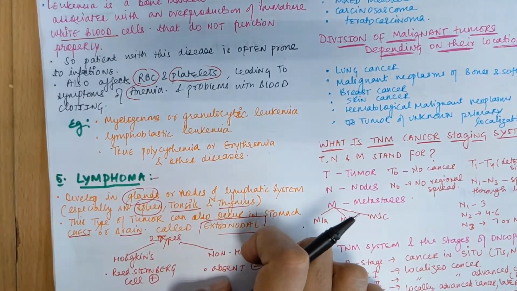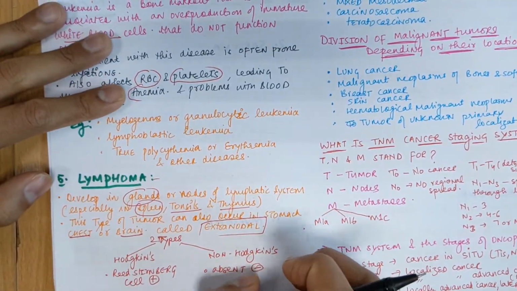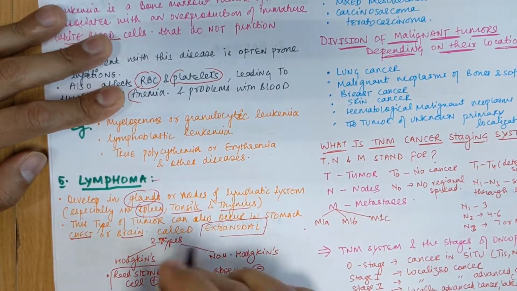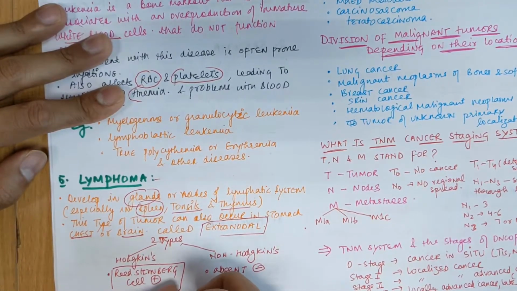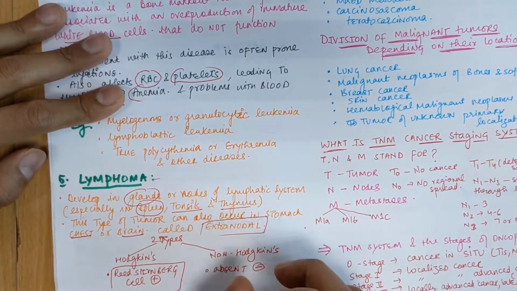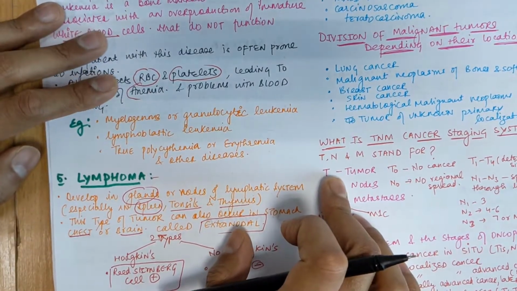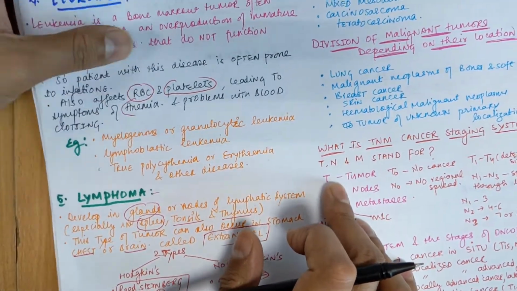Now we have two types of lymphoma, Hodgkin's lymphoma and non-Hodgkin lymphoma. In this case we can differentiate by histological variation: we can see Reed-Sternberg cells present in Hodgkin lymphoma, and in the case of non-Hodgkin they will be absent. So there is a major difference in the histological type, and we can differentiate this type of cancer.